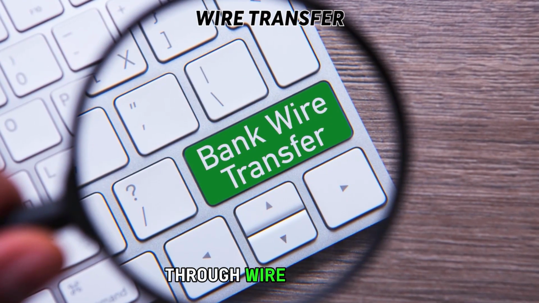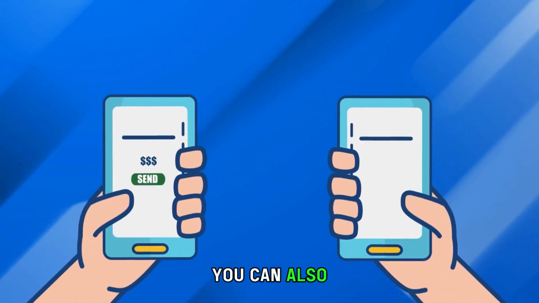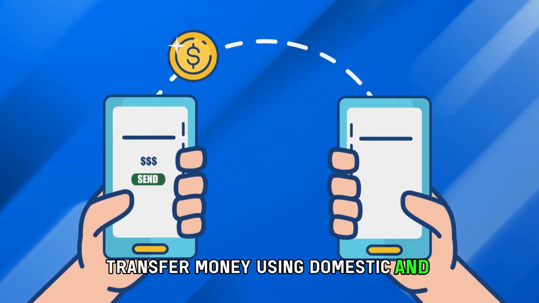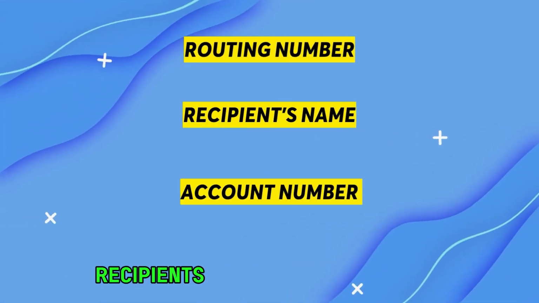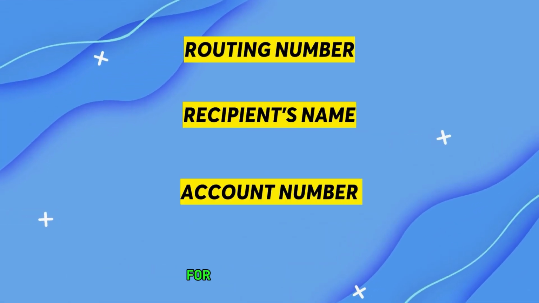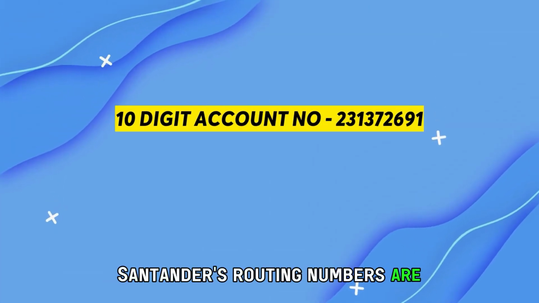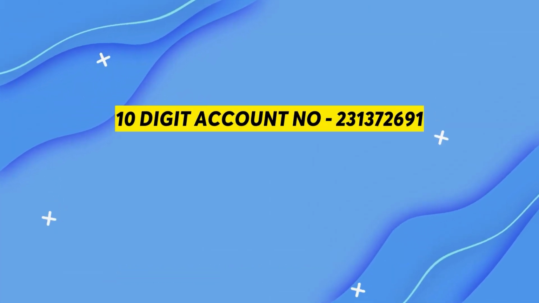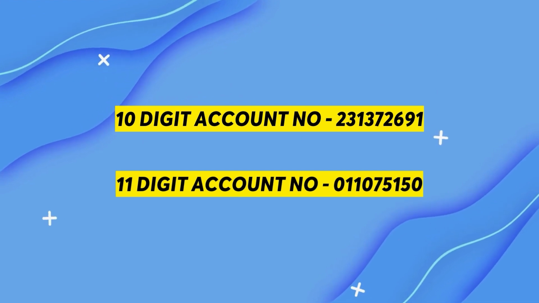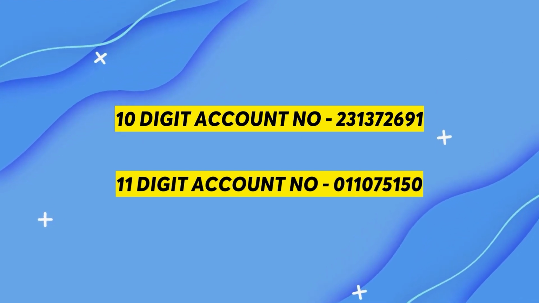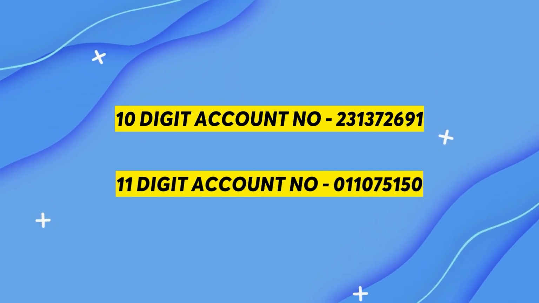Through wire transfer. You can also transfer money using domestic and international wires. You'll need the routing number, recipient's name, and account number for domestic wires. Santander's routing numbers are 231-372-691 for a 10-digit account number and 011-075-150 for 11-digit account numbers.